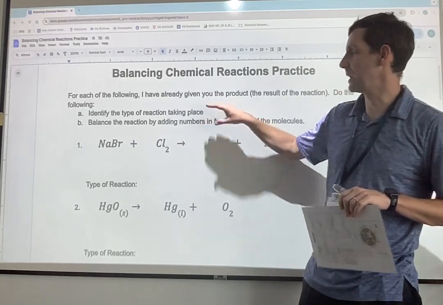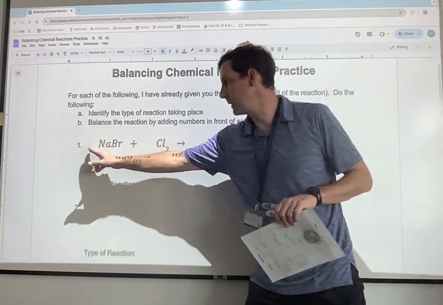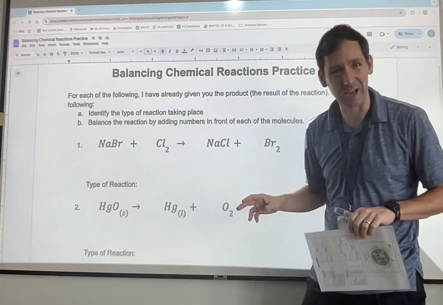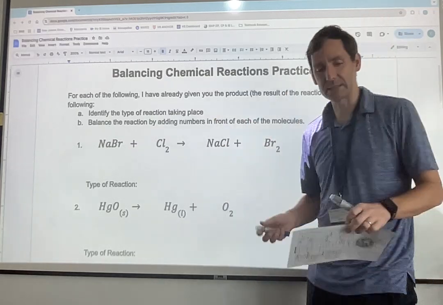Right now, we're just going to identify, and then we're going to balance by putting numbers in front to make sure that we have the right number of atoms on each side, okay? So here we go. Let's give it a shot.